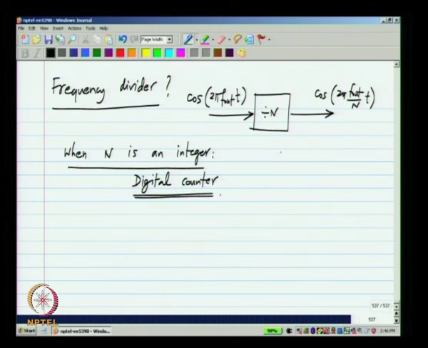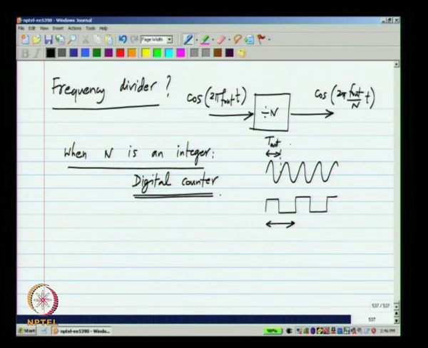A digital counter, you know that a divide by 2 counter, if the input is like that, the output will be 1 for one cycle and 0 for the next cycle, 1 for one cycle and 0 for the next cycle, and so on. Clearly you see that the output has half the frequency or twice the time period of the input waveform. Now, we will only be considering the case when this n is an integer. So, this frequency divider will be realized using digital counters.